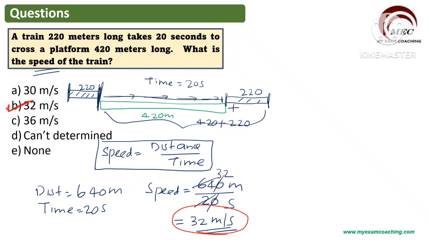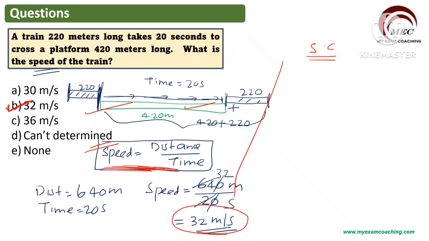But if you calculate all these things by drawing the figure and all, you will not get time to solve it. So we want a shortcut method. So what is the shortcut method for this? Remember this formula, speed is equal to distance by time. This formula you have to remember.